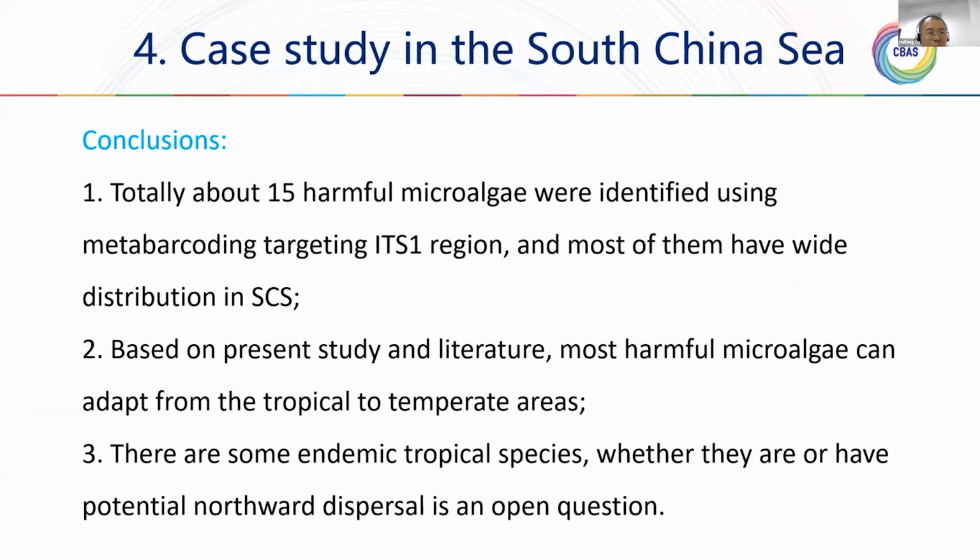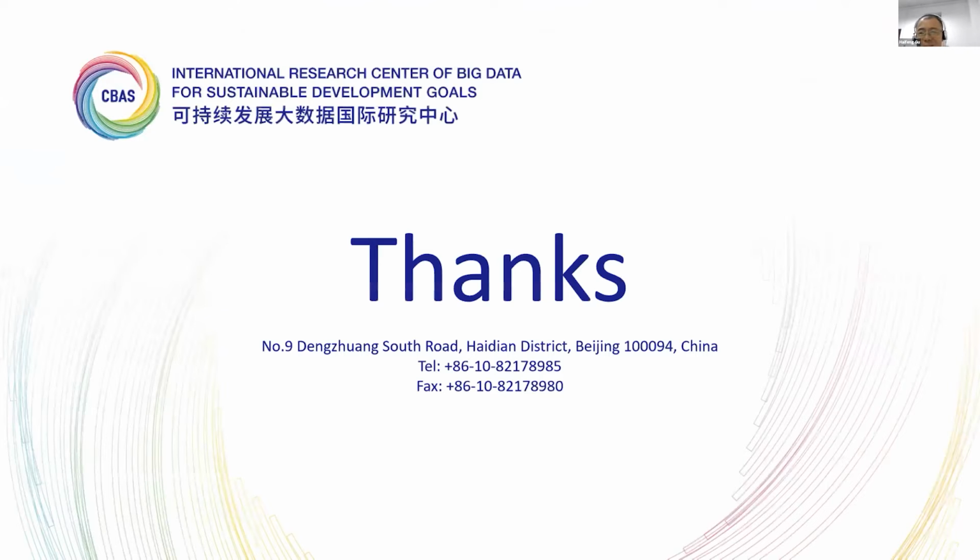So here is a conclusion. In total, about 15 harmful microalgae were identified using metabarcoding targeting the ITS1 region, and most of them have not been reported in the South China Sea. Based on the present study and literature, most harmful microalgae can adapt from tropical to temperate areas. There are some endemic in tropical species, whereas whether there is some potential northward dispersal is an open question. Thanks.